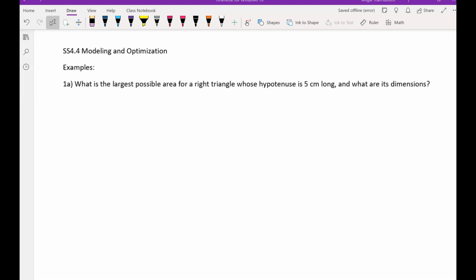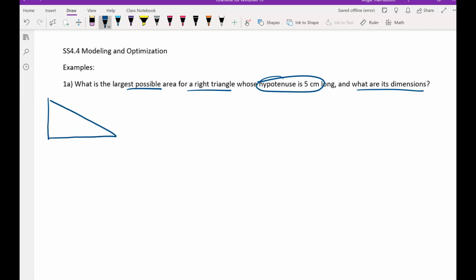All right, guys. Modeling and optimization. Example 1A. What is the largest possible area for a right triangle with a hypotenuse of 5 centimeters? Also find the dimensions. So let's draw out a right triangle. Right now, we only know one thing: 5 centimeters belongs to the hypotenuse.